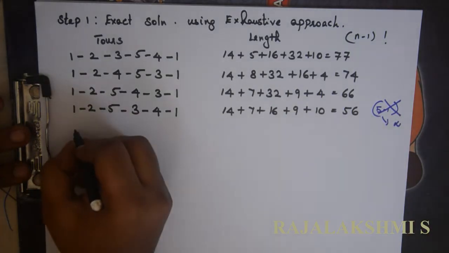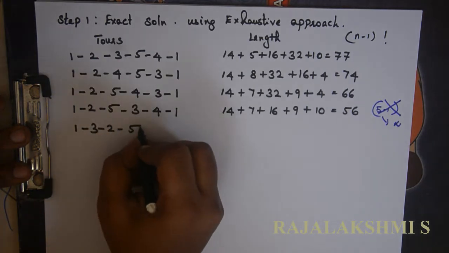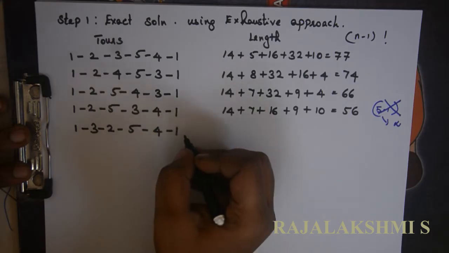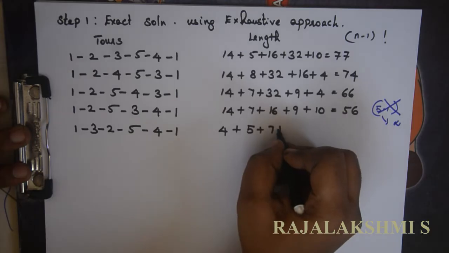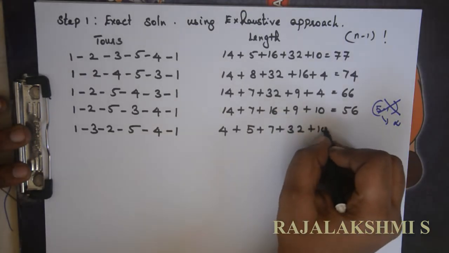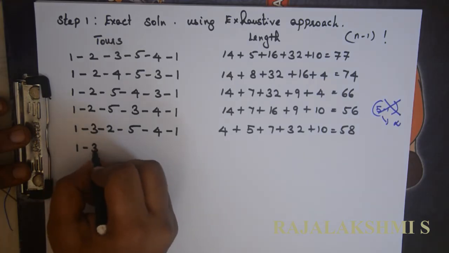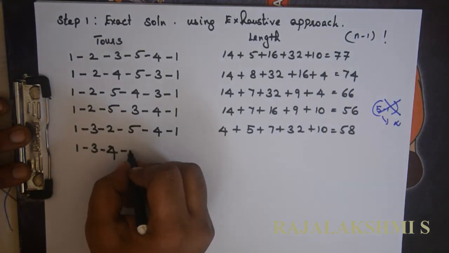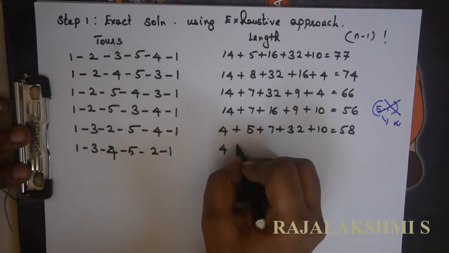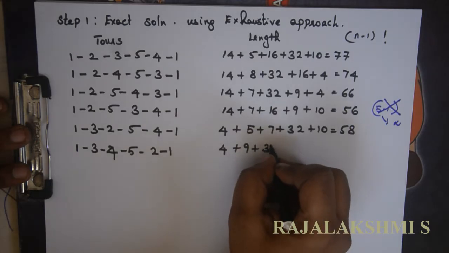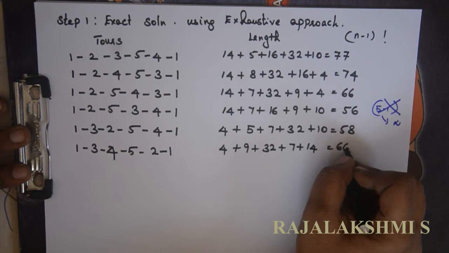Similarly, the next combination is 1 to 3, 3 to 2, 2 to 5, 5 to 4 and 4 to 1. Here we have 4 plus 5 plus 7 plus 32 plus 10, which is equivalent to 58. And similarly 1 to 3, 3 to 4, 4 to 5, 5 to 2, 2 to 1. This will be 4 plus 9 plus 32 plus 7 plus 14, which is equivalent to 66.